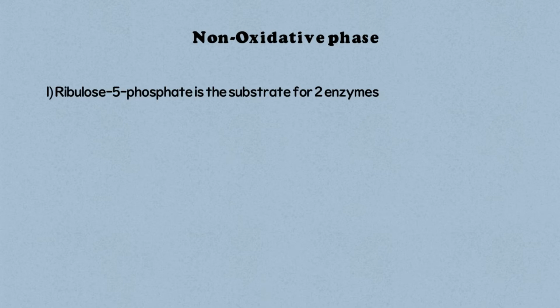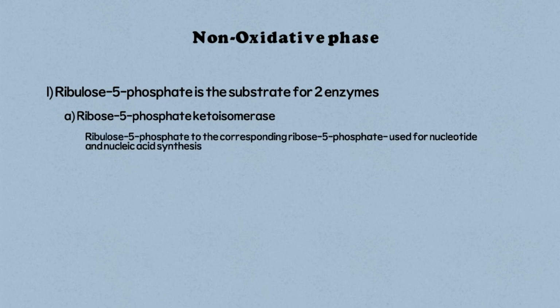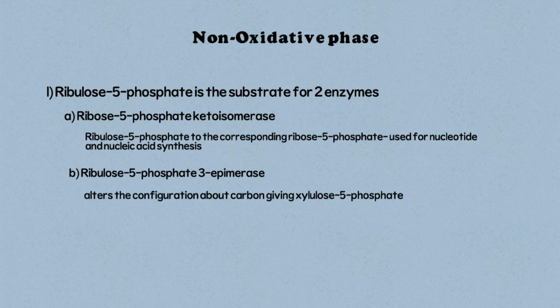Ribulose 5-phosphate is the substrate for two enzymes. The first is ribose 5-phosphate ketoisomerase, which converts ribulose 5-phosphate to the corresponding ribose 5-phosphate, used for nucleotide and nucleic acid synthesis. The second is ribulose 5-phosphate 3-epimerase, which alters the configuration about carbon 3, giving xylulose 5-phosphate.